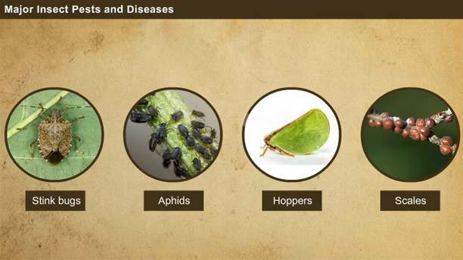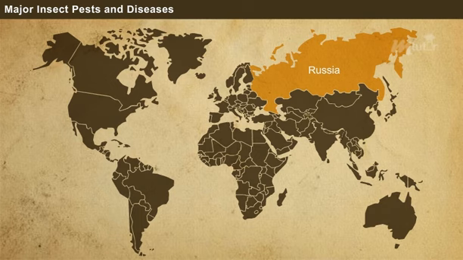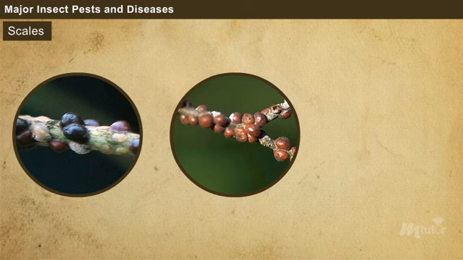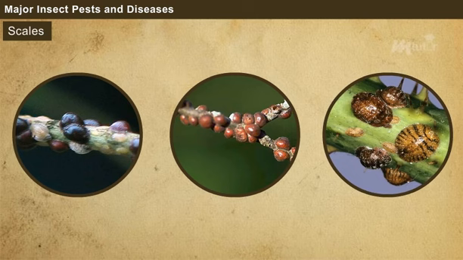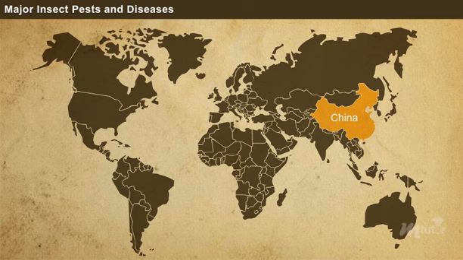Aphids are tiny insect flocks, winged or wingless, that affect the tender flower buds and shoots and suck the sap. They are commonly found in Russia and the neighboring states. Example: woolly aphids. Scales are soft-bodied insects, mostly blackish or brownish in color, and have spine-like outgrowths on their bodies. Raspers. These tiny insects generally scrape the top layer of tissues and suck the sap. Example: thrips and mites. Thrips are commonly found in China.